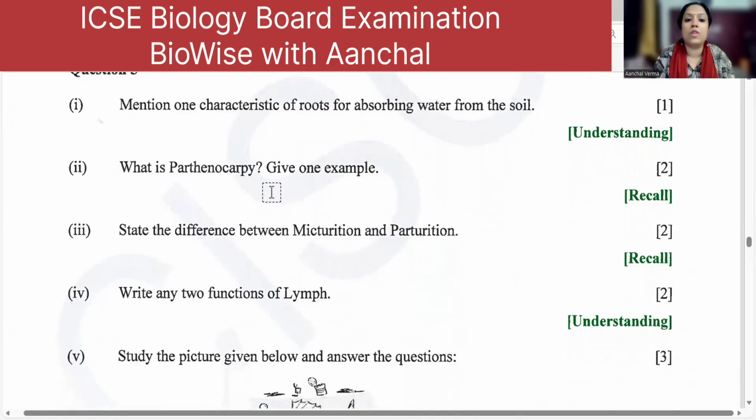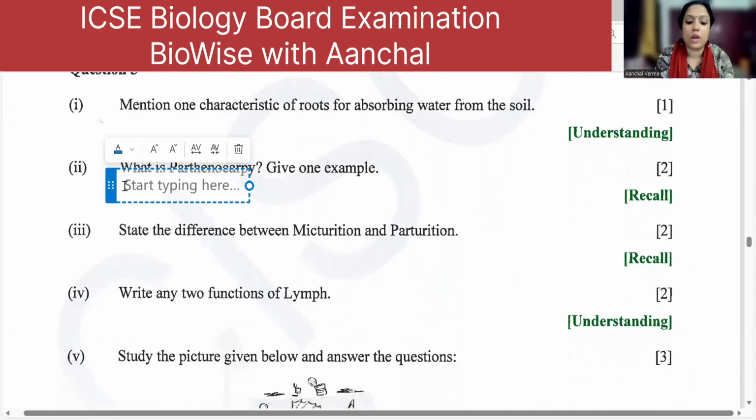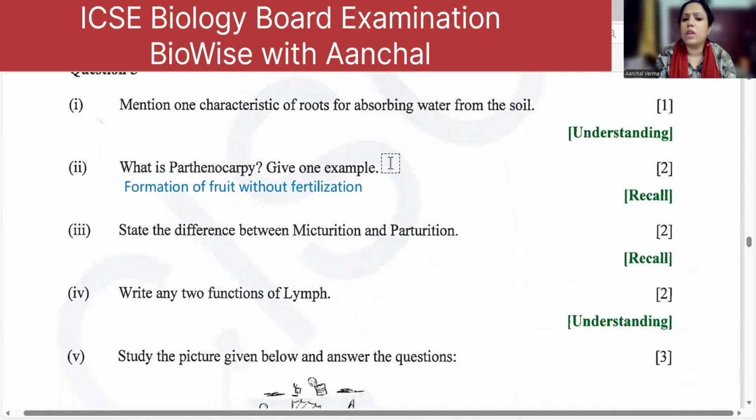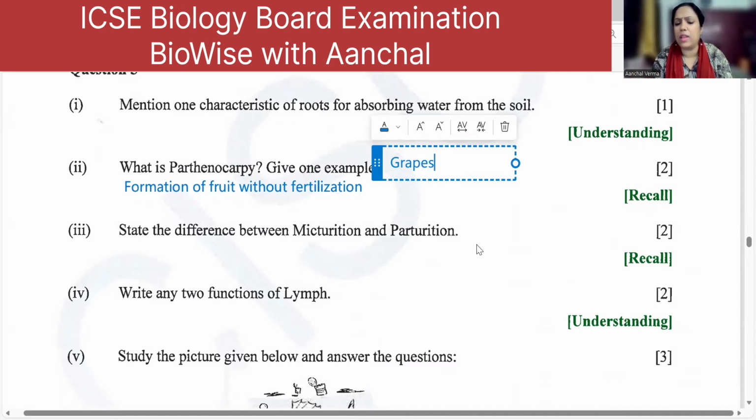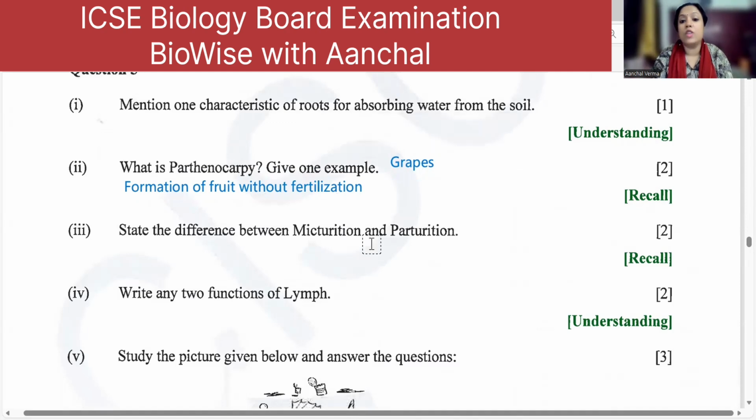What is parthenocarpy? Parthenocarpy is formation of fruit without fertilization. Give one example of a parthenocarpic fruit. It can be grapes, apples, guavas, watermelon, anything which does not have seed. You can write seedless grapes, like that you can write.